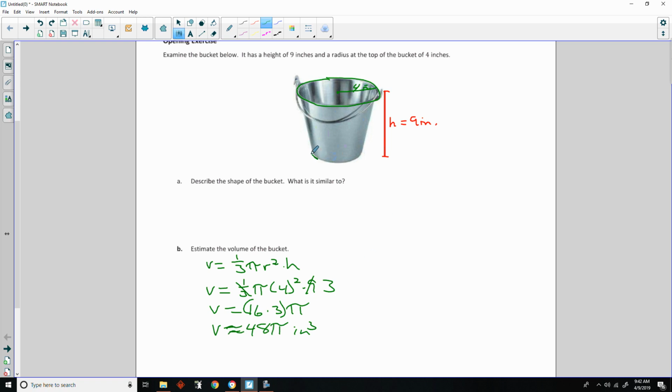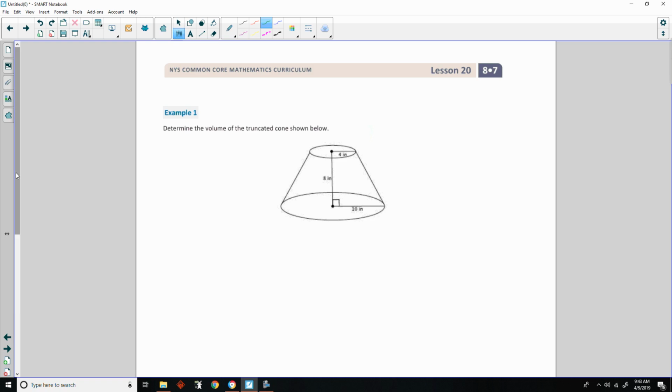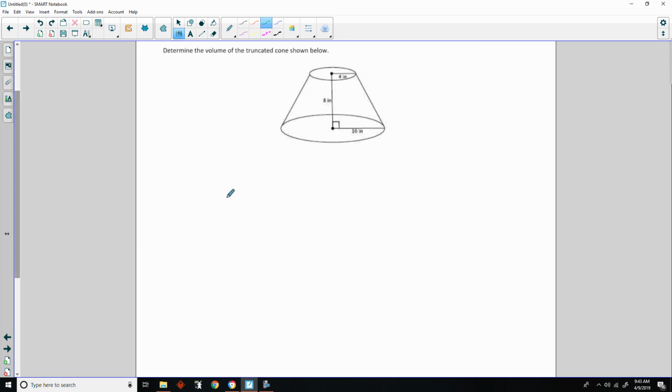Now that would be a cone going all the way down like that. Obviously we don't have this volume anymore, so it would be less than 48 pi, but this is an estimate. Estimate the volume of the bucket. We would say at most it's 48 pi, but it's probably less. Okay, so example 1 says to determine the volume of the truncated cone shown below.